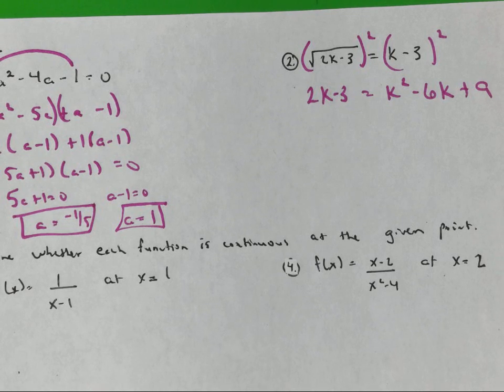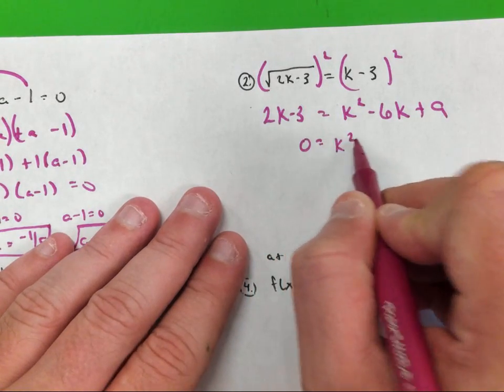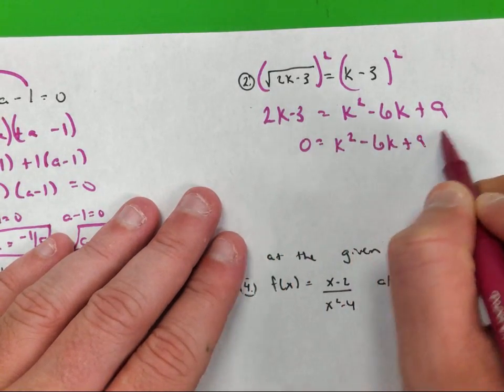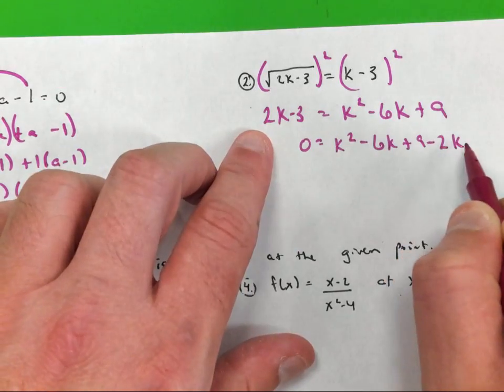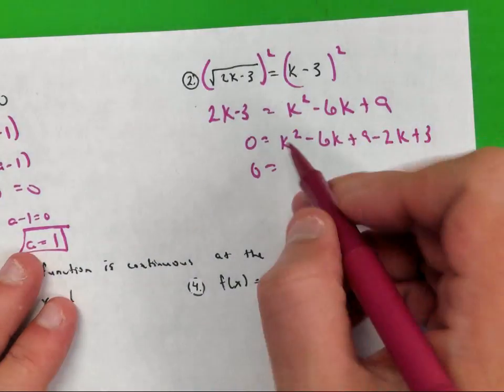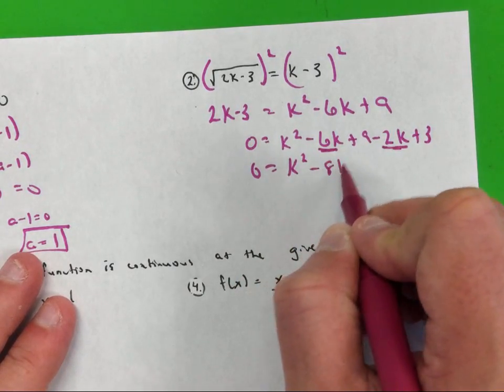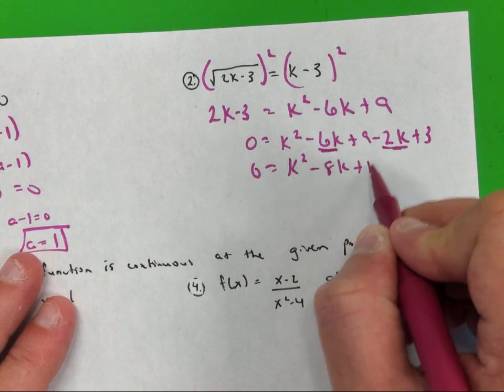Okay, I went from a radical to what type of equation? Quadratic. So I'm going to get it set equal to 0. Move these two things over. It becomes a negative 2 and a positive 3. K squared, negative 6k and negative 2k gives me negative 8k. 9 and 3 gives me 12.